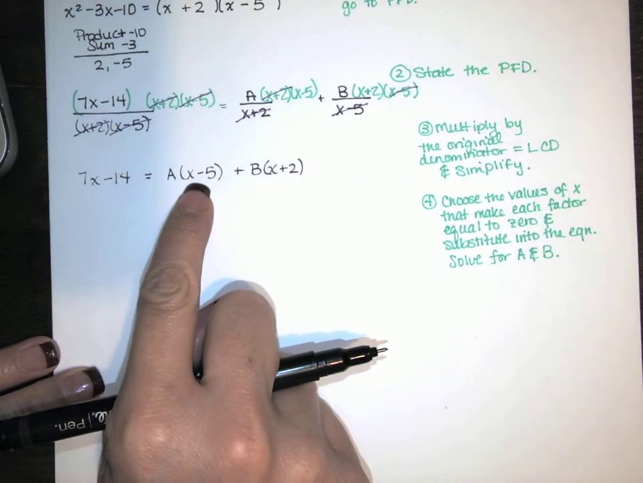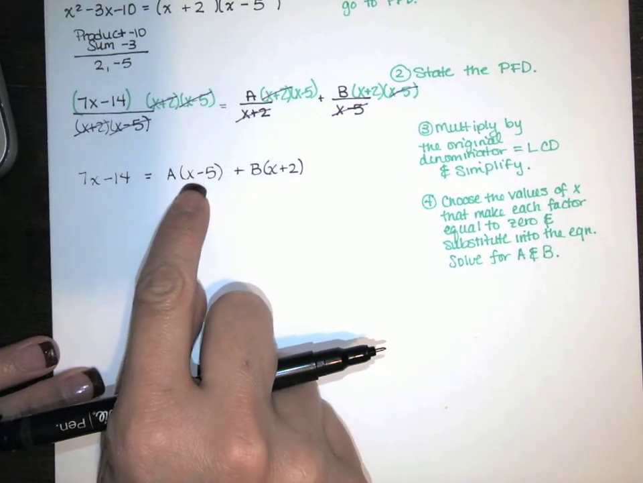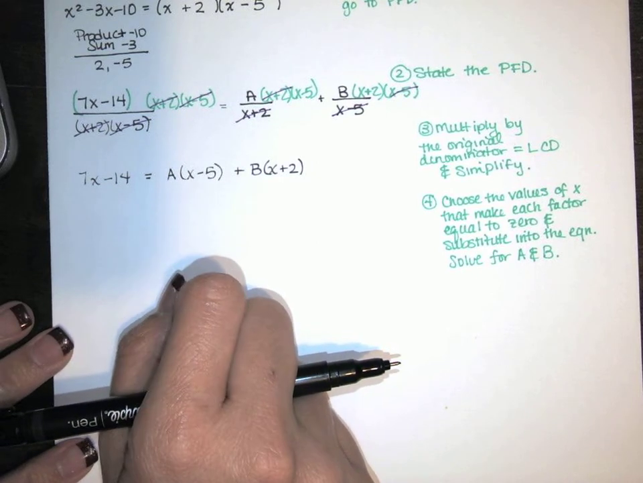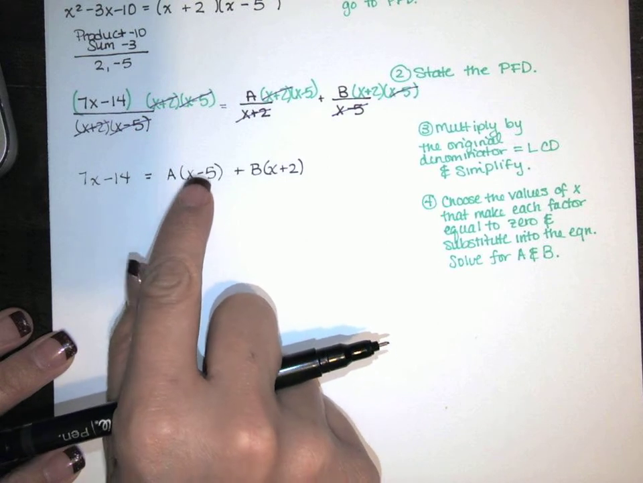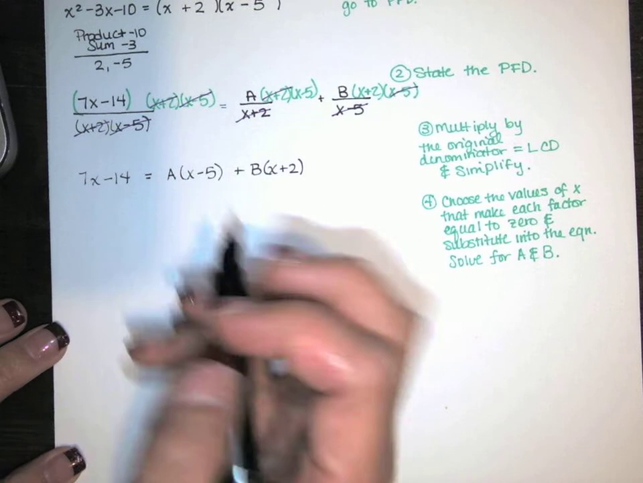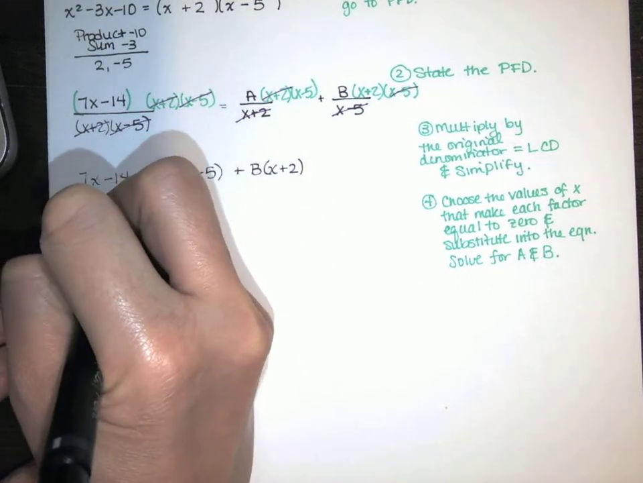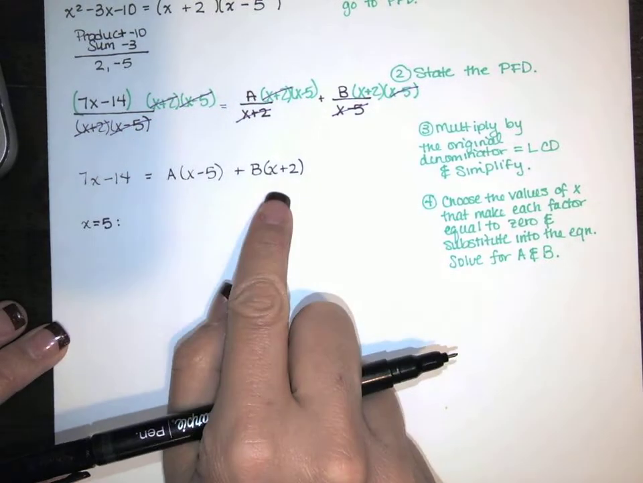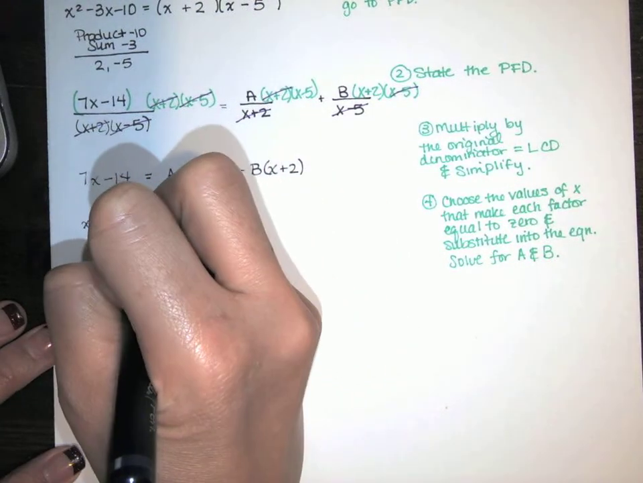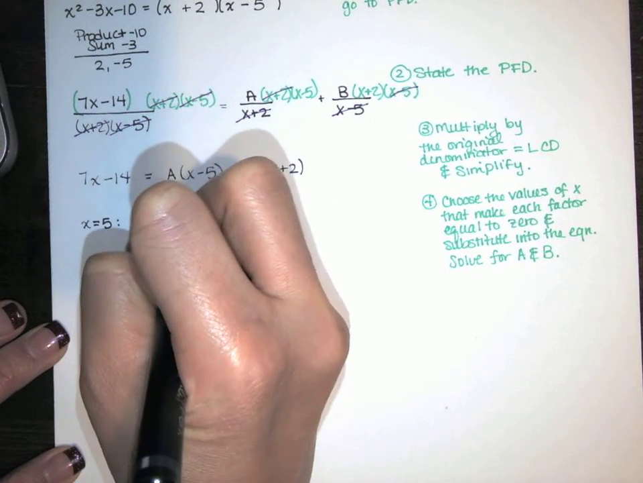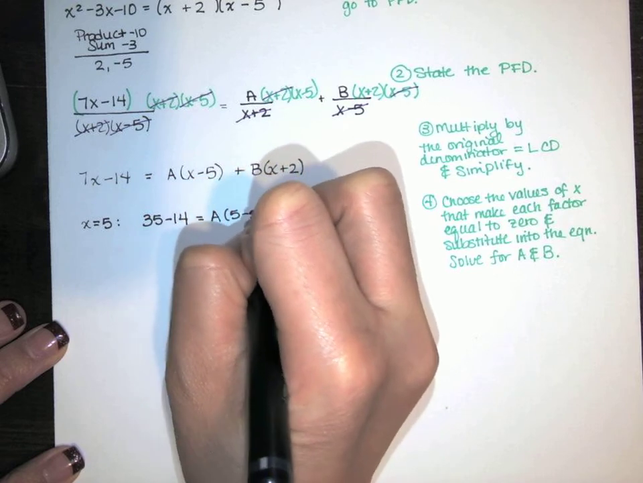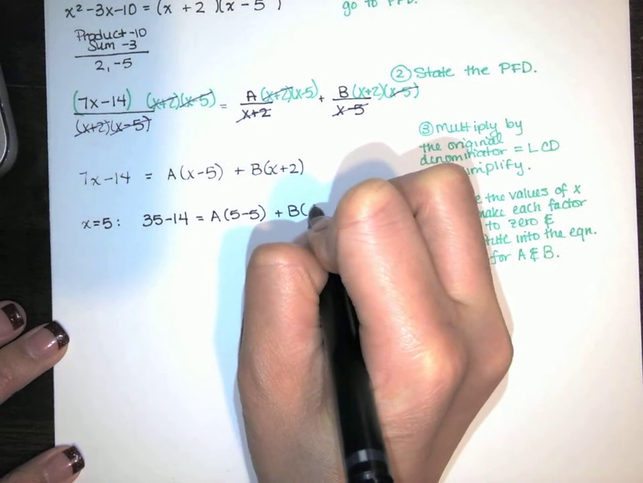Okay, so here we are. Now, in order to make this factor 0, x would have to be 5, because 5 minus 5 is 0. If you prefer, you can set x minus 5 equal to 0 and solve for x by adding 5 to both sides. I hope that most of you guys, by Calculus 2, can just look at that and see that x equals 5 will make that 0. So I'm going to choose x equals 5. I'm going to substitute that into both sides of the equation. When x is 5, I have 7 times 5 here, which is 35, minus 14, equals a times 5 minus 5, plus b times 5 plus 2.